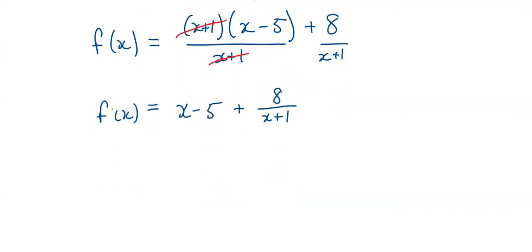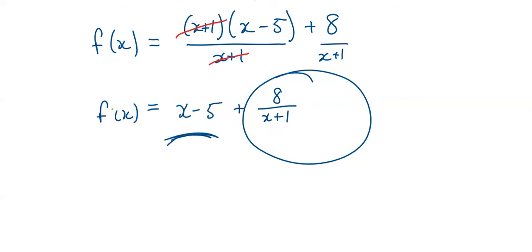So remember why this is useful. As x gets really, really, really big, this thing gets small, basically becomes 0. And the whole function looks basically like that. So x minus 5 is our oblique asymptote. That's what the graph more or less looks like as it goes way off to the left and to the right.